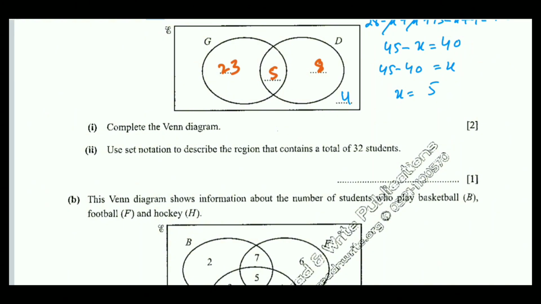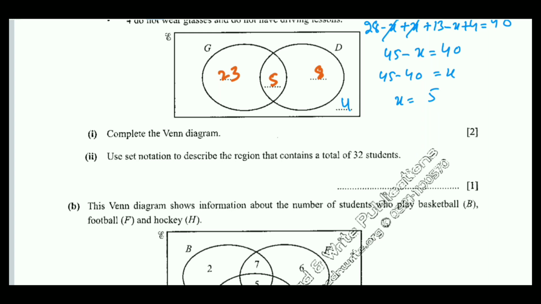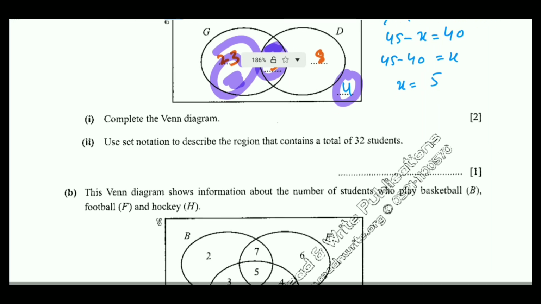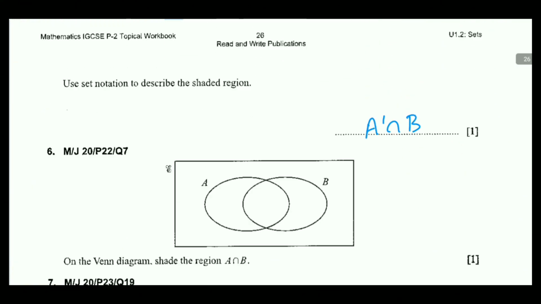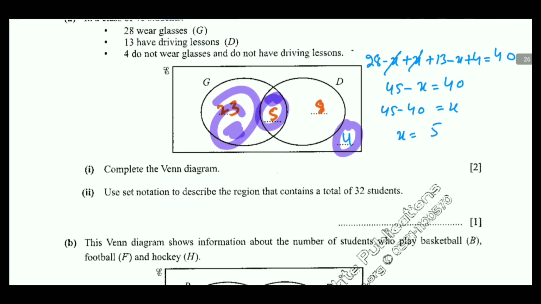Now: use set notation to describe the region that contains a total of 32 students. So the 32 students' regions are 23, 5 and 4. If we add these three numbers, we will get 32. So we have to describe this region in set notation form, as we have done in the above question, like question number 5. So how to describe the 23, 5 and 4 part in set notation form?